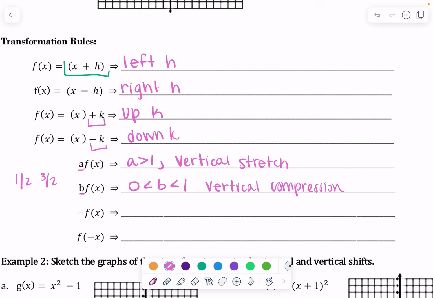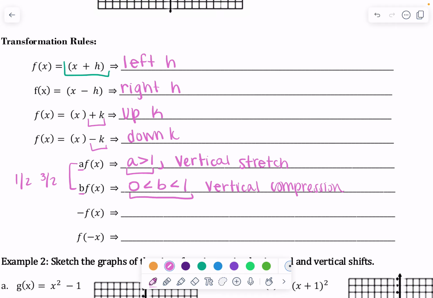All right, so that's going to be stretching the graph vertically. You could also look at the values and determine if it's horizontal compression, or sorry, stretch or compress, depending on the values. But vertical is always going to be the amount on the outside of the function.